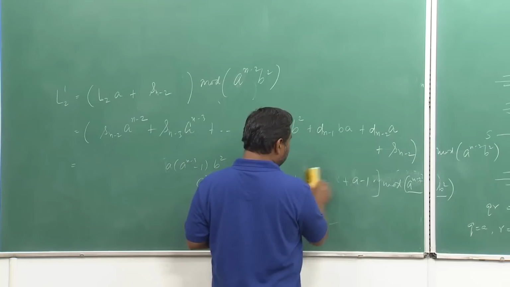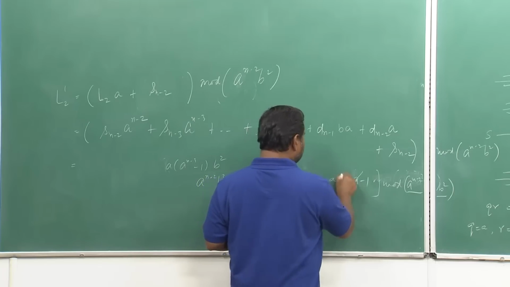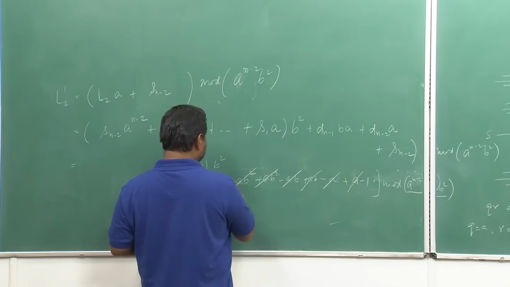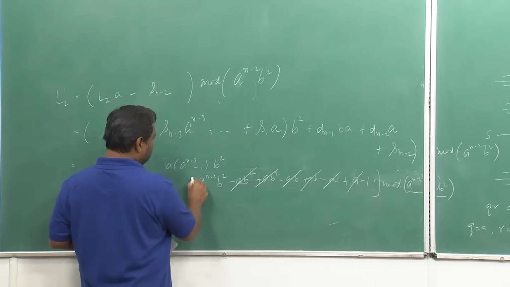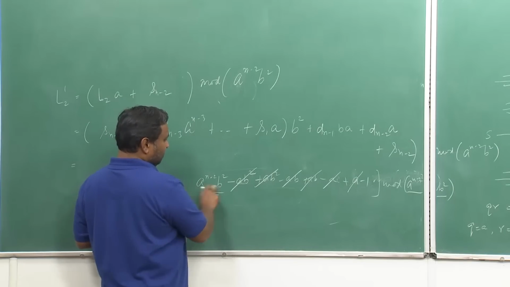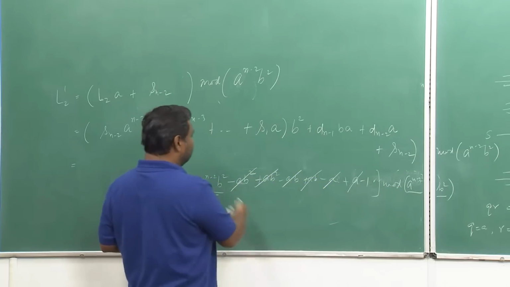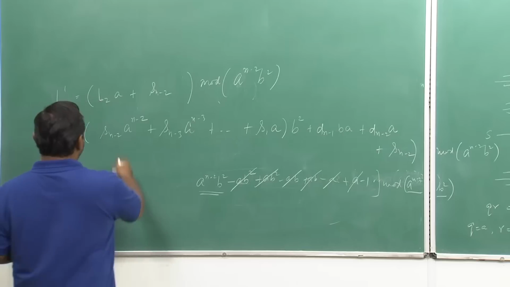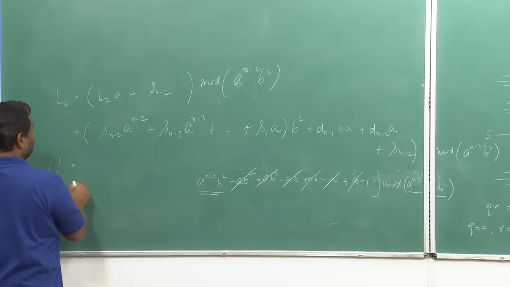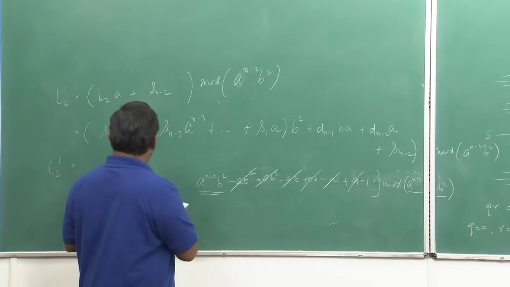This one will become b minus a, cancels with this, cancels with this. You have a term, this minus 1, which is smaller than this. So when you do the modulo operation you should get the same thing. So the L2 prime will now be exactly whatever is left over here. Okay.